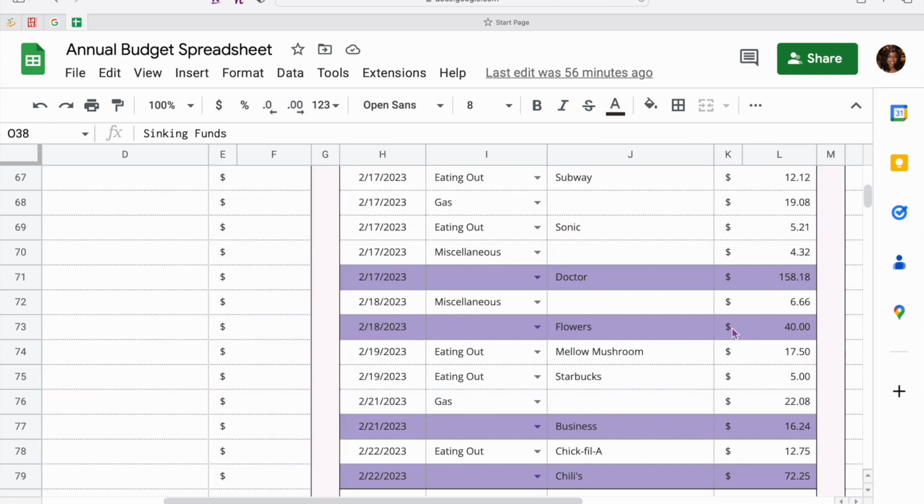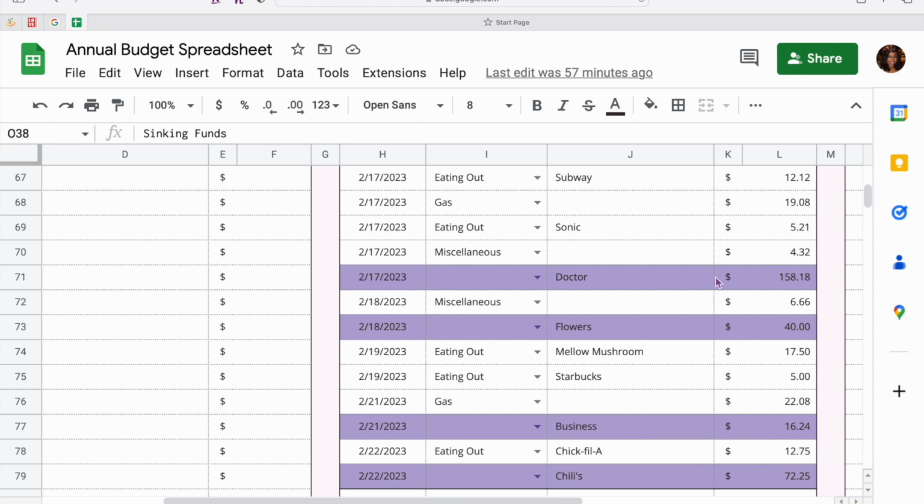Okay, so now I'm gonna go over all of the transactions that I made for last month. So I had quite a few purchases on the 17th, starting with eating out. I went to Subway and that was $12.12. I got gas and that was $19.08. I ate out again that day at Sonic for $5.21. And then miscellaneous items for $4.32. And then lastly, I went to the doctor and that was $158.18.